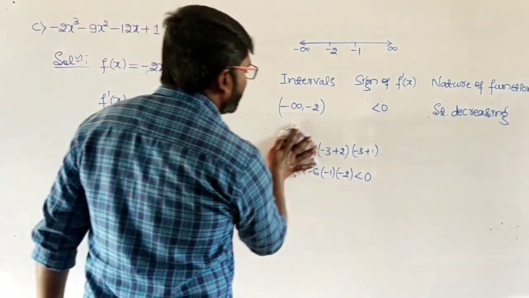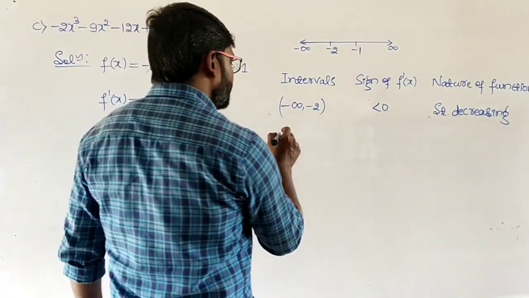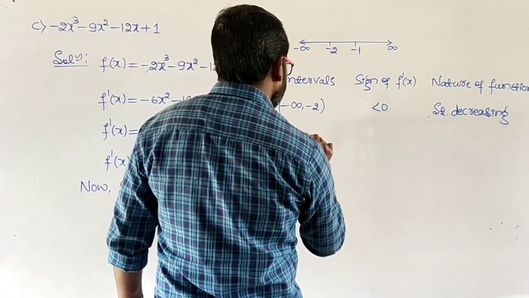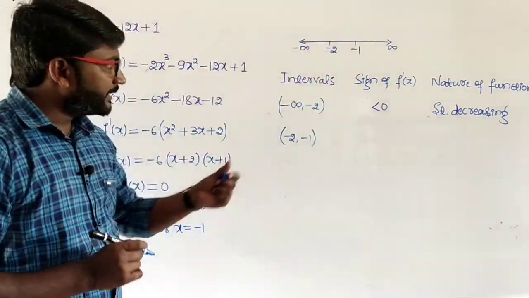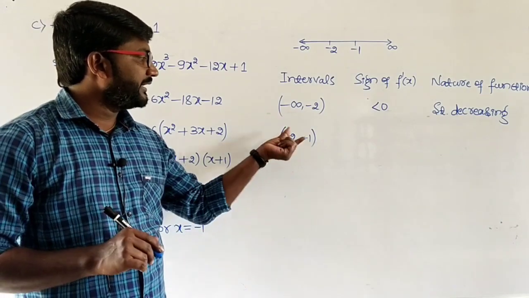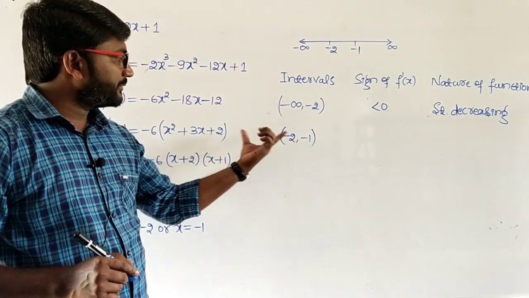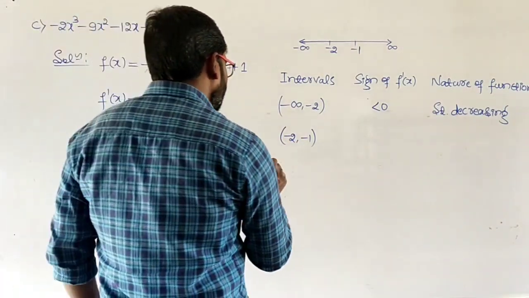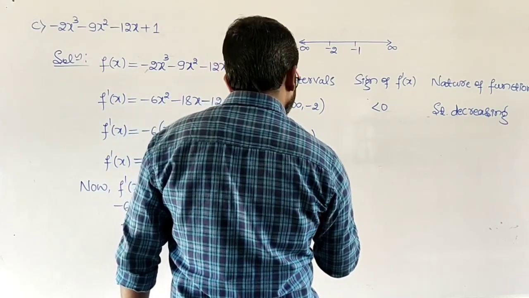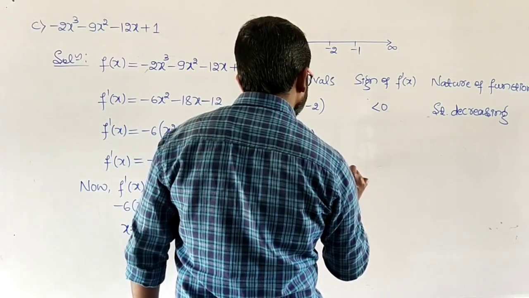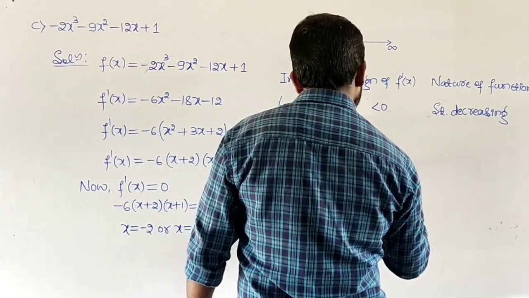That is minus 2 comma minus 1. Then here let us analyze. Leave the endpoints, leave both minus 2 and minus 1. Take in between values. In between we get minus 1.5. Substitute minus 1.5 in f dash of x now. So f dash of x is equal to minus 6 outside, then minus 1.5 plus 2, then here we have minus 1.5 plus 1.